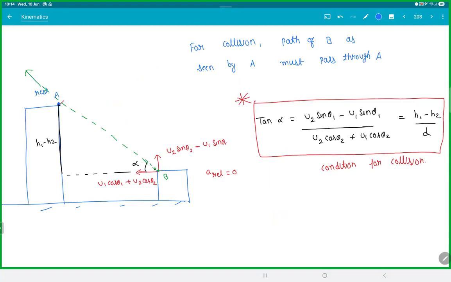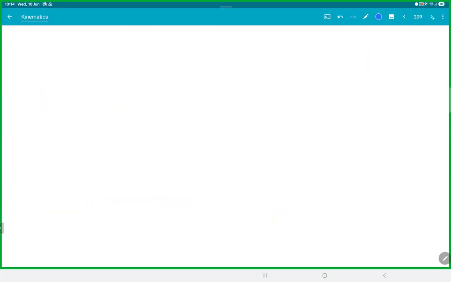Now, you can write this in a vector form. This will be another good question if they ask you mathematically. What is the vector condition for collision? So if you have two particles going in three-dimensional, so this is the main idea there.